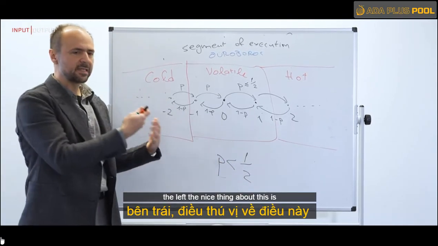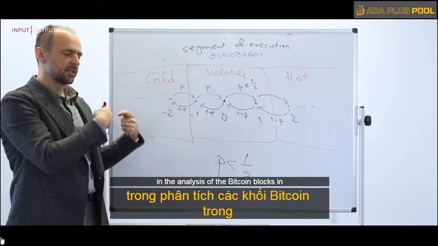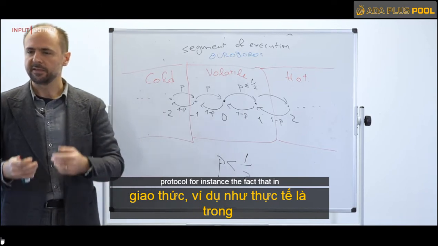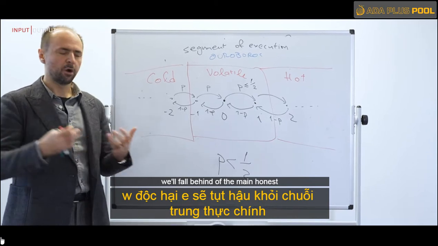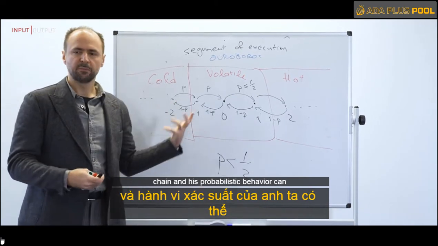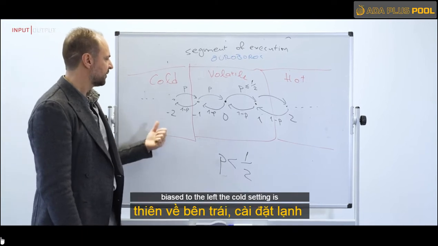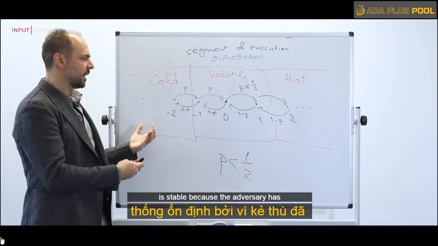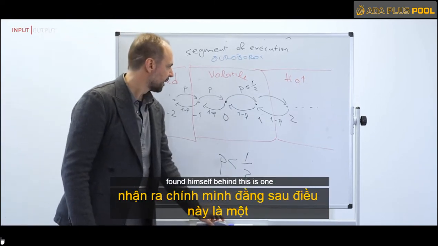The nice thing about this is that it describes a number of phenomena in the analysis of the Bitcoin blockchain protocol. For instance, the fact that a malicious chain will fall behind the main honest chain, and its probabilistic behavior can be modeled by this random walk which is biased to the left. The cold setting is basically the setting where the system is stable because the adversary has found himself behind.